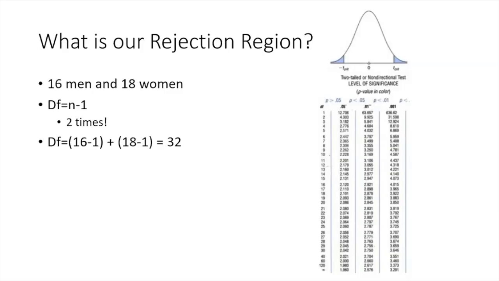The reason we lose 1 for each is because I'm going to calculate the mean for the men and the mean for the women. You lose 1 degree of freedom for each mean you calculate. Another way of thinking about it is the total sample size, 16 plus 18, minus 2. So this is 34 people in our study, and we lost 1 degree of freedom for each of their means, so our degrees of freedom are 32.